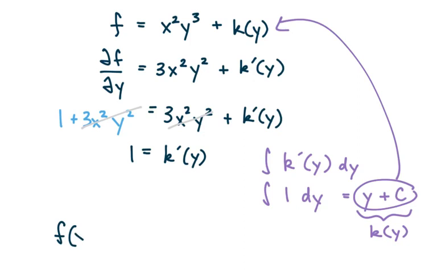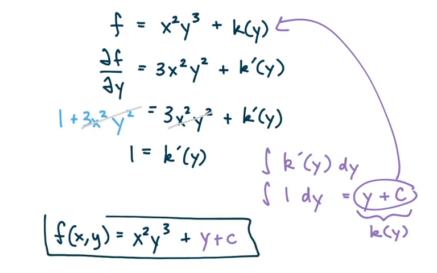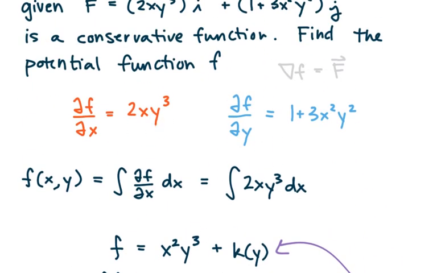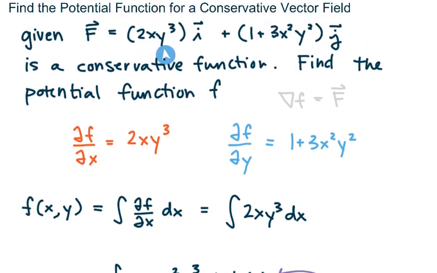And we will say that my function in terms of x and y is equal to x squared y cubed plus y plus c. And what we have here represents our potential function. We can verify that this is the correct potential function by finding the gradient, which would be taking the partial of this with respect to x, and then the partial of this with respect to y, ensuring that we get these two terms or component functions of my vector field that I initially started with.